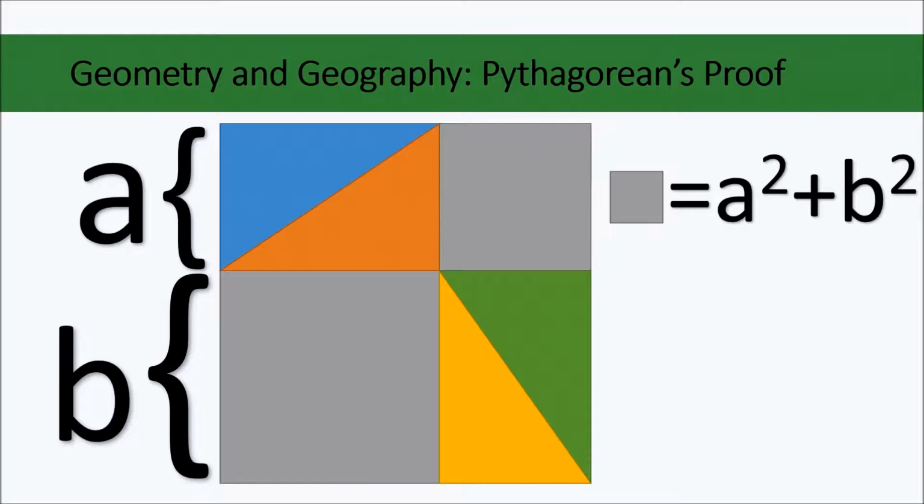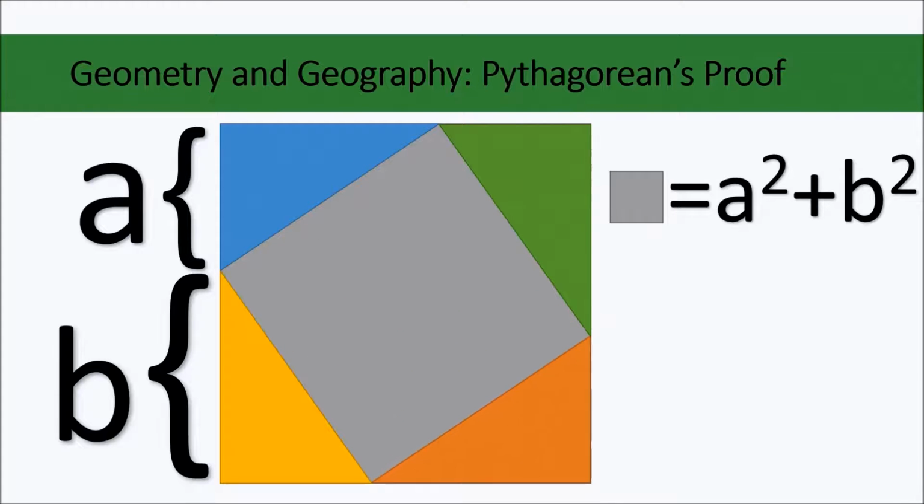Let's rearrange this a bit. The hypotenuses of the triangles are now all facing inside. Therefore, the big square is now equal to c squared. And the gray area is what we have left over, which means that a squared plus b squared is c squared.